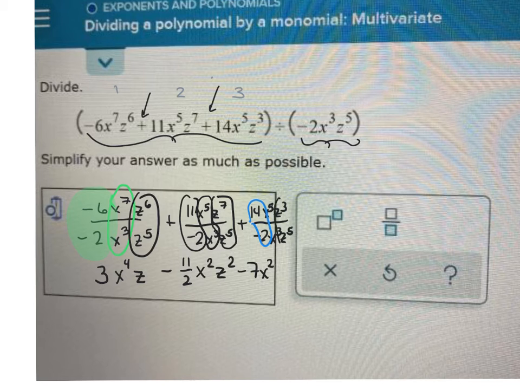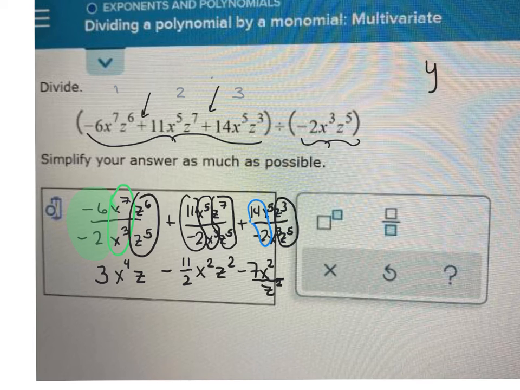Now here's the interesting one. I have z3 and z5. Well, 3 minus 5 is negative 2, but it will not take a negative exponent. So the key is, if you have more in the bottom, like we do in this case, I'm going to subtract 5 minus 3, but I'm going to put my answer in the denominator. So I'll put z squared.